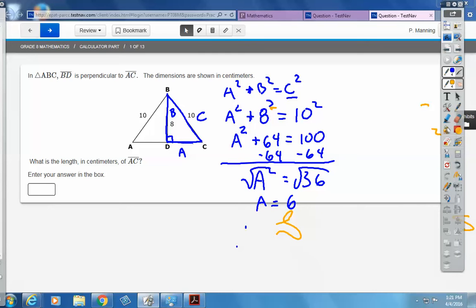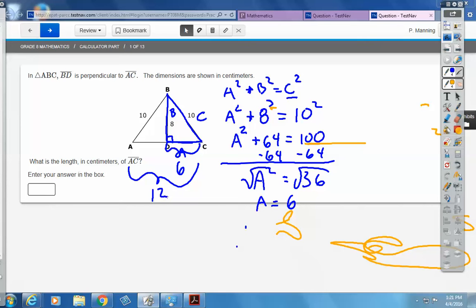Which means that the length from here to here is 6, so this whole distance here is going to be 12. So then I would type in 12.